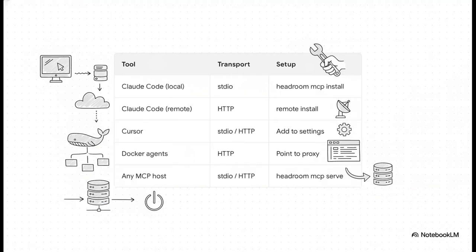Now, what's really interesting about this slide is just how adaptable Headroom is to whatever you're running. If you're running Claude Code locally, boom, you just use the standard transport with a quick Headroom MCP install. Running a remote Docker agent? No problem at all. You can connect right over HTTP. Cursor users? You just drop it right into your MCP settings. Whether it's a basic local terminal or some wildly complex cloud deployment, Headroom just slots right in.